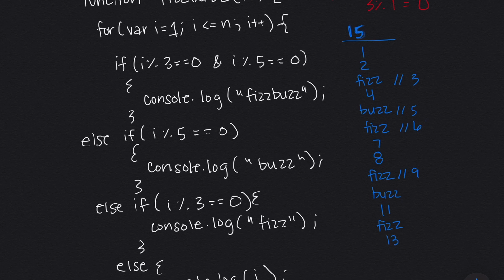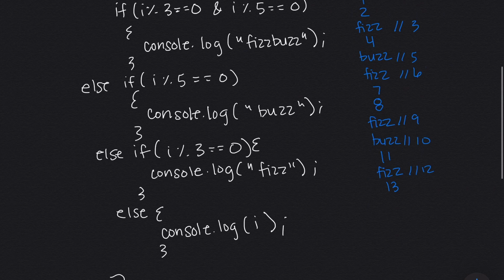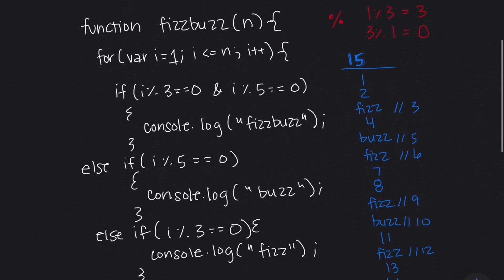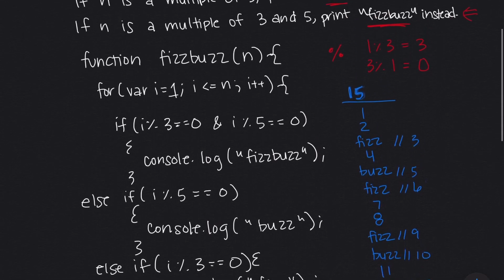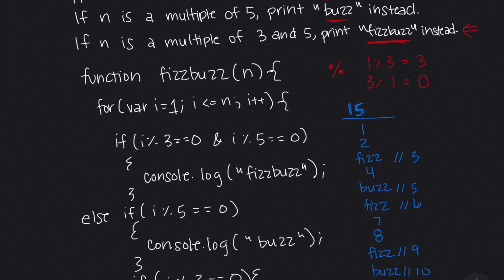And then 13, 14, and we get to 15, which is a multiple of both 3 and 5. So we print fizz buzz. Okay, so normally after you finish, you're like, okay, great. You test a couple inputs. We're just going to do 15 for the sake of time.